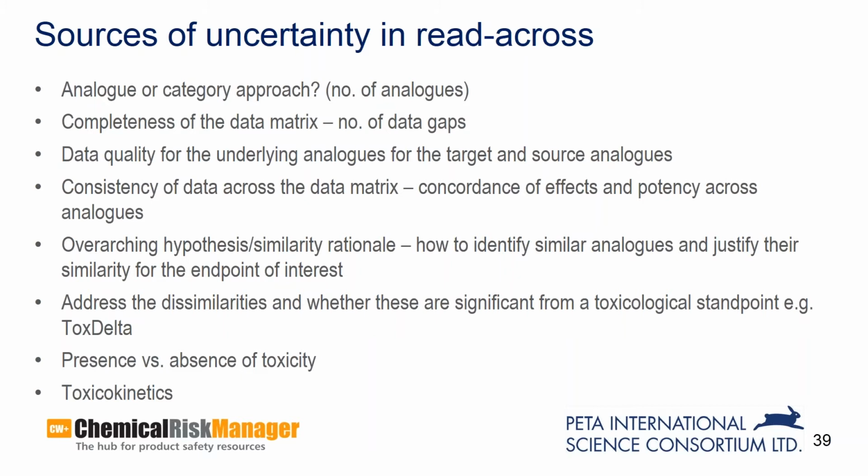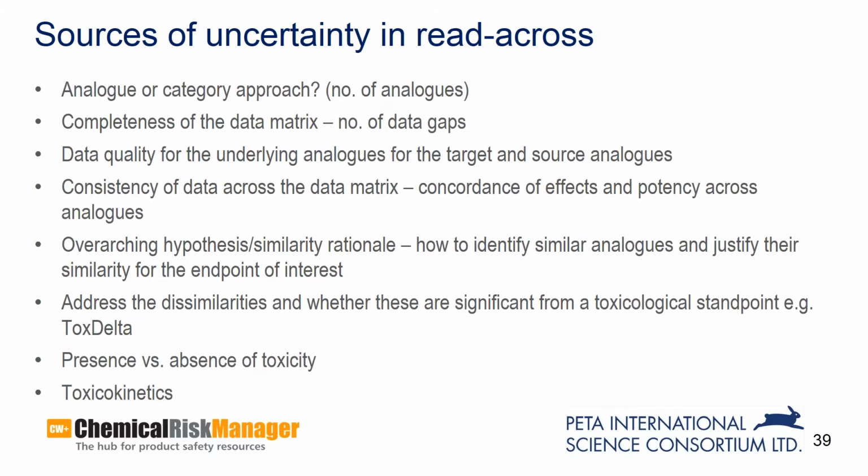If you have a category and you have many gaps in that data matrix, you don't have as much anchoring data to substantiate the confidence you have in making those inferences. So that again is a source of uncertainty.